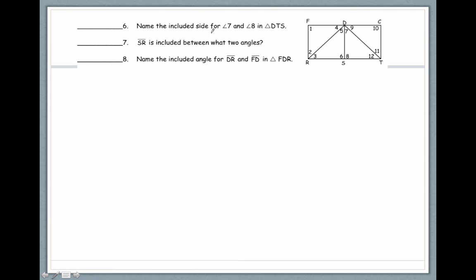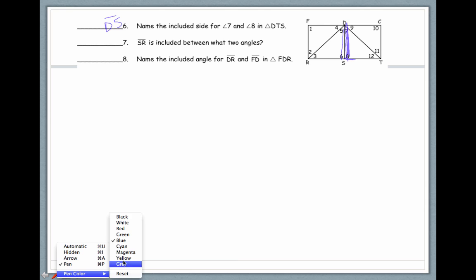So we want to name the included side for angle 7 and angle 8. Here's angle 7, and here's angle 8. So this is what's included. DS. SR. SR is here.